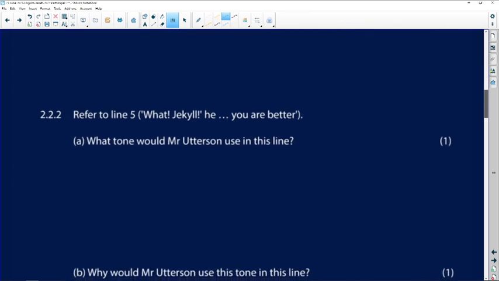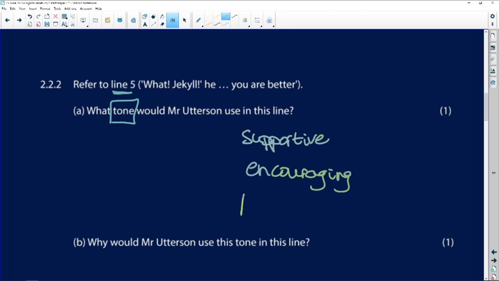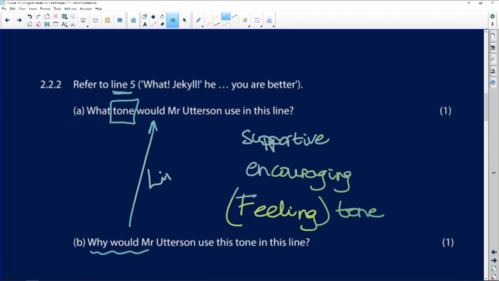Then we've got tone. We talked about the tone question. You're going to say what kind of tone. You go back to line 5. So if I want to say he's using a supportive tone or an encouraging tone, remember, it's the feeling first and then the word tone. So you give me the feeling and then the tone. He would be encouraging because you begin this answer showing absolutely clearly the link to that.